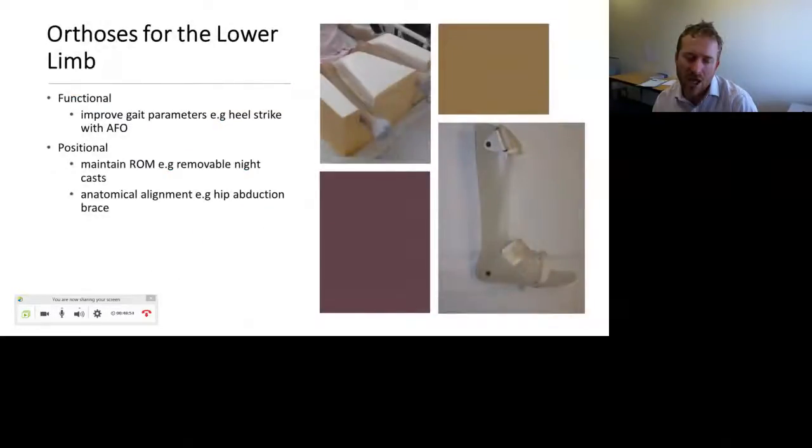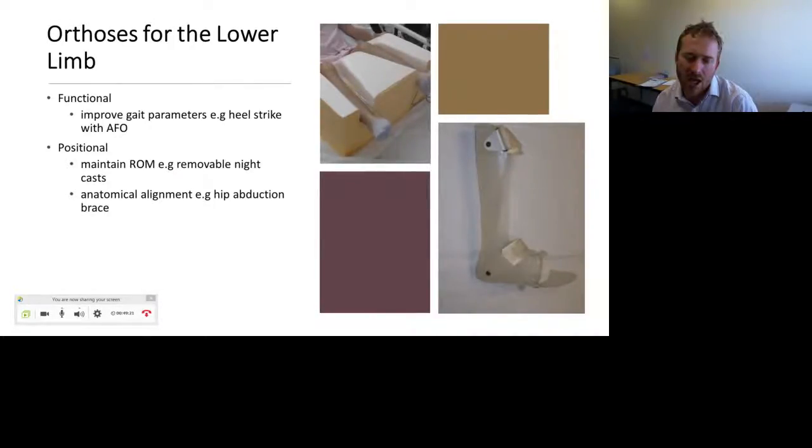So I'll briefly talk about orthotics for the lower limb. I guess we'll split orthotics into 2 parts. One of them would be functional orthotics, and a good example of that would be our ankle foot orthosis, which would be to improve our walking speed and/or balance and/or reduce the number of trips. That might be through improving heel strike with wearing an AFO. And some of them are about maintaining position in the context of growth.